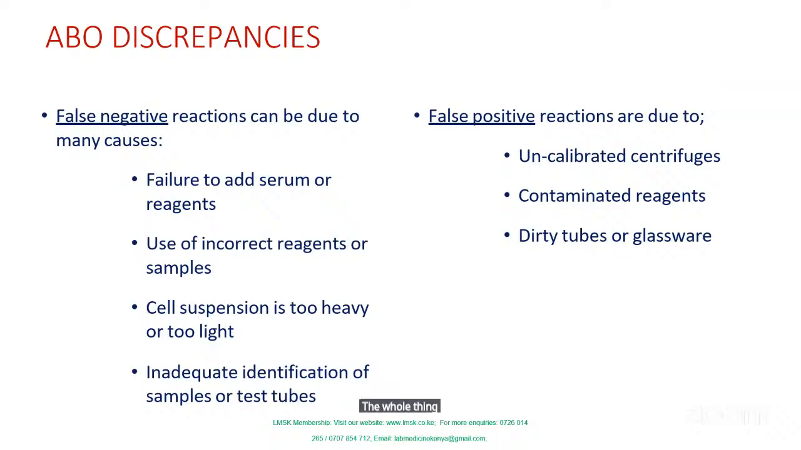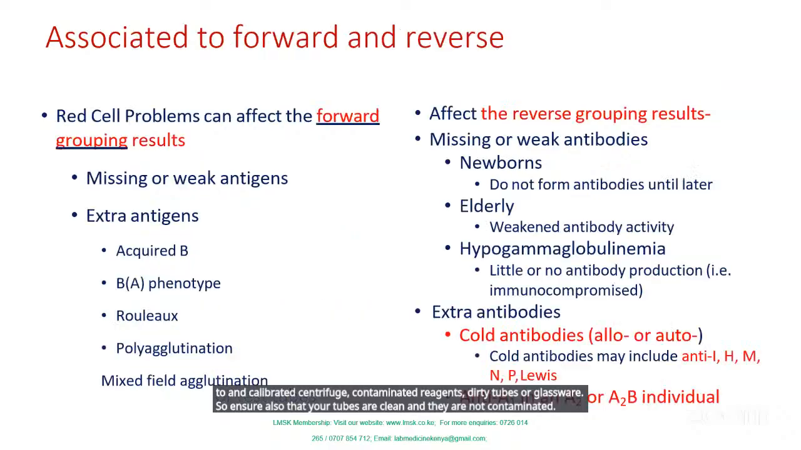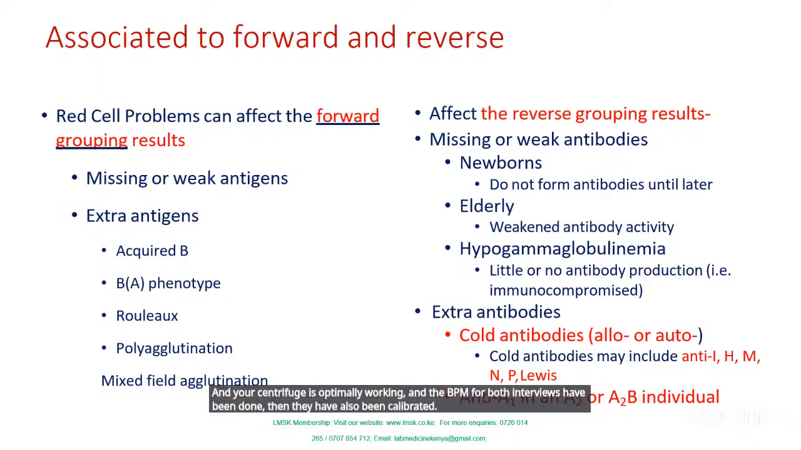Then next is false positive reactions. That could be due to an uncalibrated centrifuge, contaminated reagents, dirty tubes, or glassware. So ensure also that your tubes are clean and not contaminated, that your centrifuge is optimally working, and that the PPM for those centrifuges has been done and they have also been calibrated.